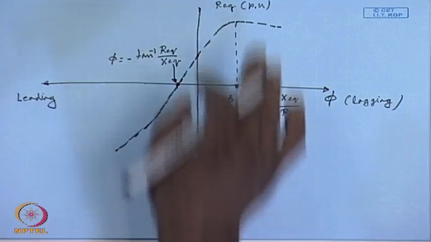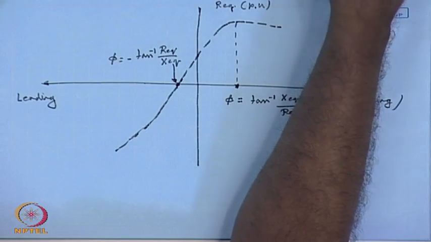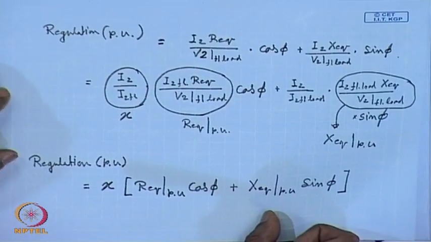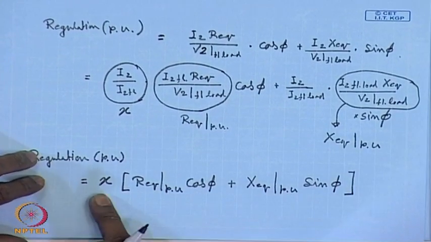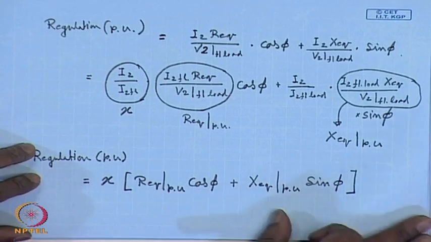This is how the percentage regulation of a transformer, which is a measure of how much the output voltage varies depending on the load current, can be plotted against load power factor angle. And of course, at any given power factor angle, it is proportional to the percentage loading.